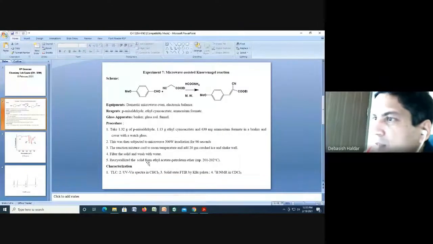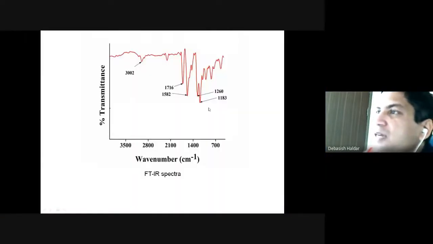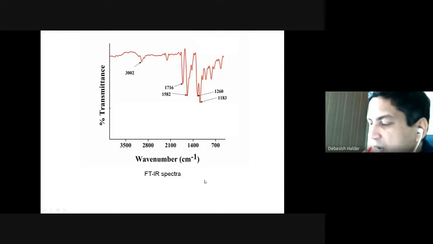Yes, so once we have our compound, the microwave-assisted Knoevenagel product, we have already washed and filtered it, and now we'll go for spectroscopic study. We can do FTIR or NMR spectroscopy. This is the FTIR spectra of the compound we have synthesized. Here the peaks are already mentioned, so you just write this in your notebook.